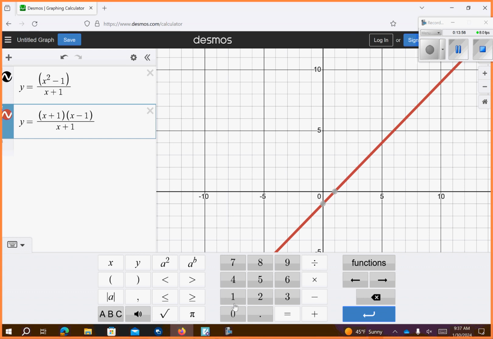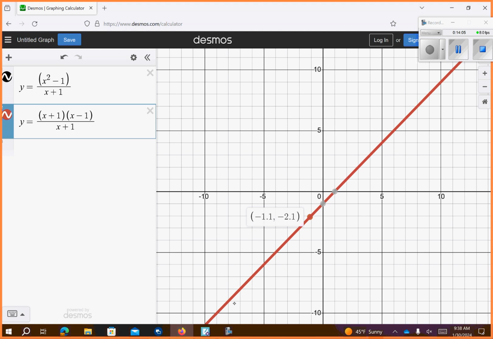So let's take a look here at -1 on Desmos. I'm going to do it one of two ways. If I go right here, try and get to -1. Ooh, there it is.